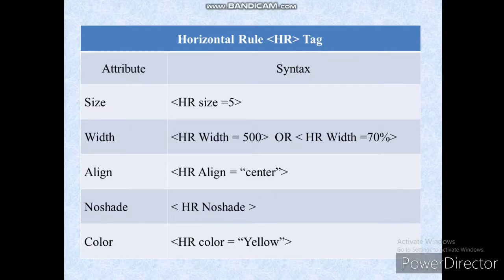Third attribute is align. Align attribute specifies the placement of the horizontal line on the web page with respect to the margin of the web browser. No shade attribute specifies that the horizontal line should appear as a solid stripe across the page rather than a shaded stripe. Next is color attribute. Color attribute is used to specify the color of the horizontal rule. Type angular bracket HR color is equal to color name, after that close the angular bracket.